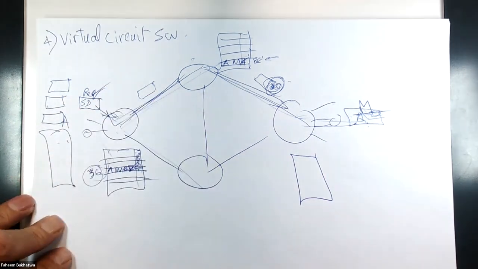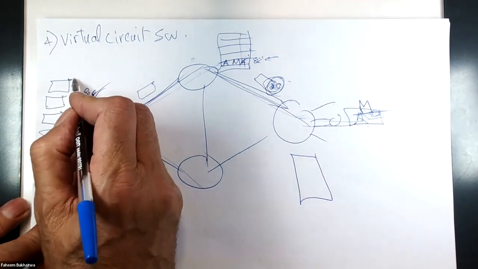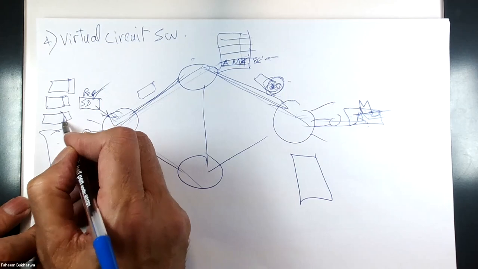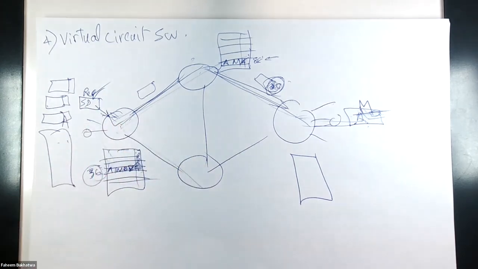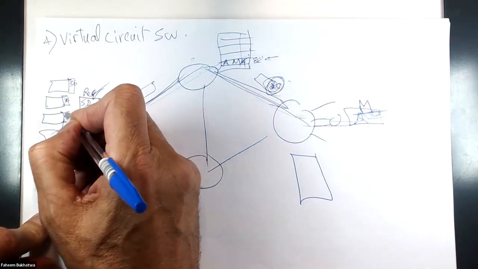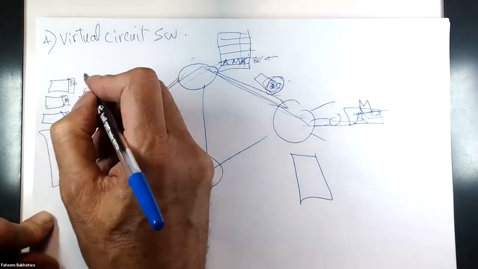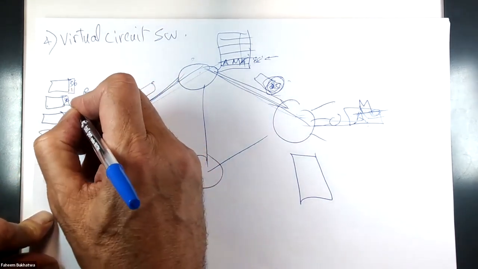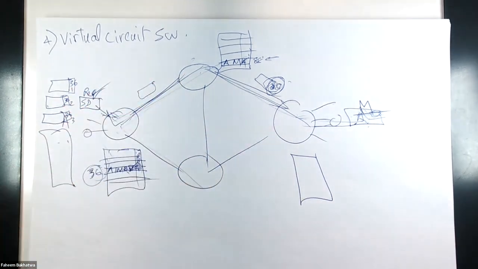Once this user gets the okay, then he can send these packets. Break your message into packets, but now you don't have to put the source or destination addresses anymore. All you have to do is put the virtual circuit number. That's 36, 36, 36. But don't forget there'll be a sequence number. That's 1, 2, 3, and so on. So the receiver can reorder them.